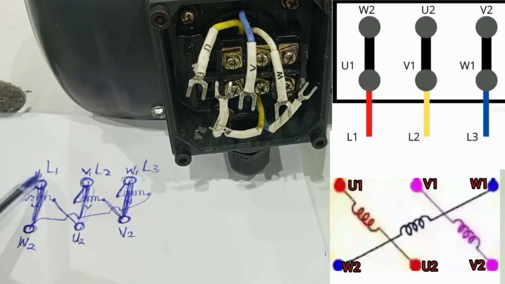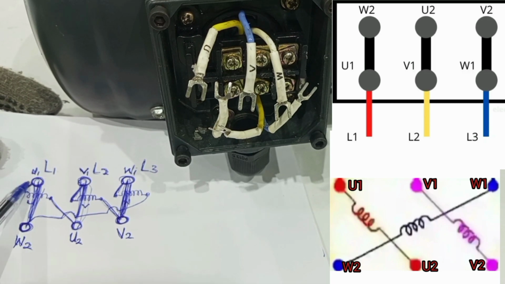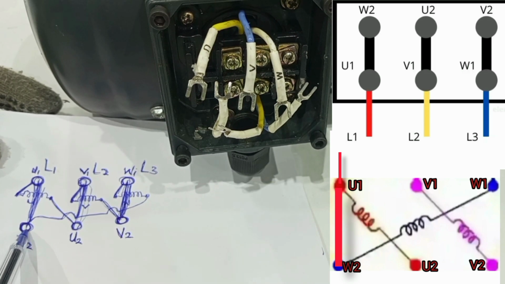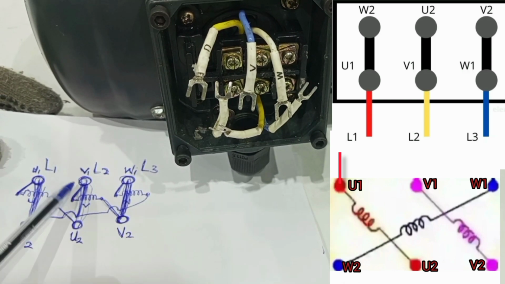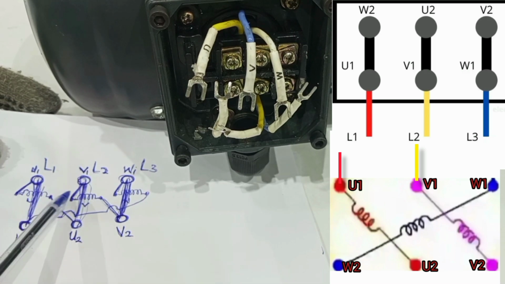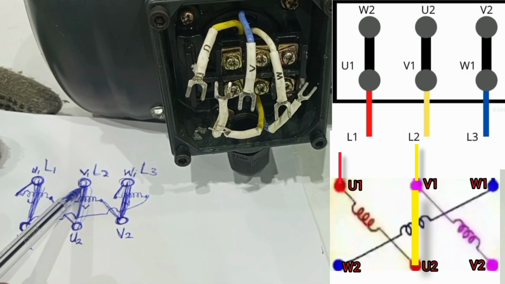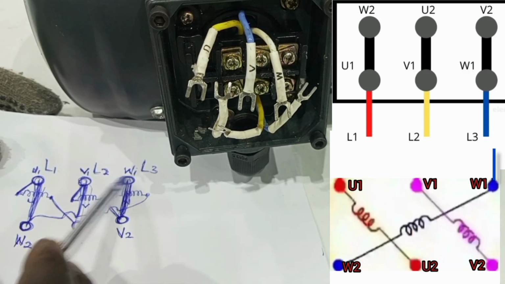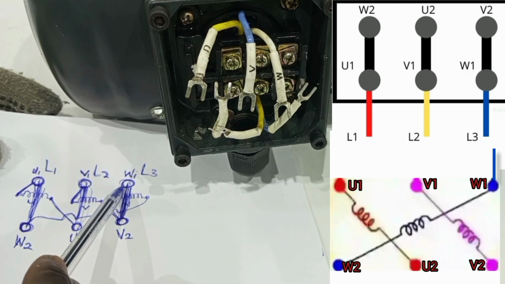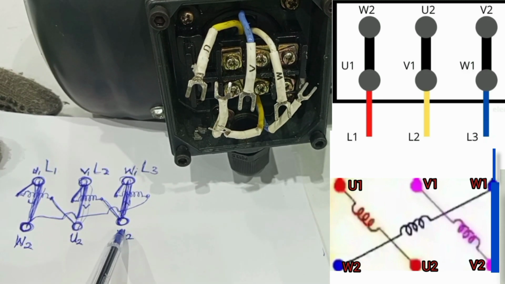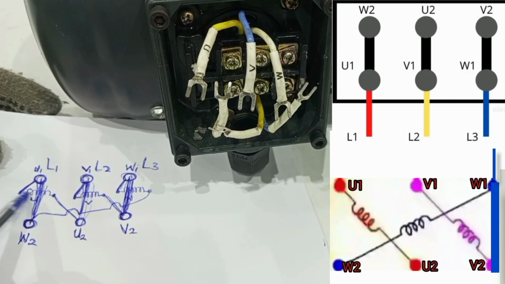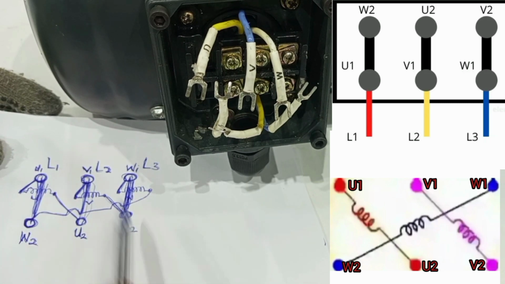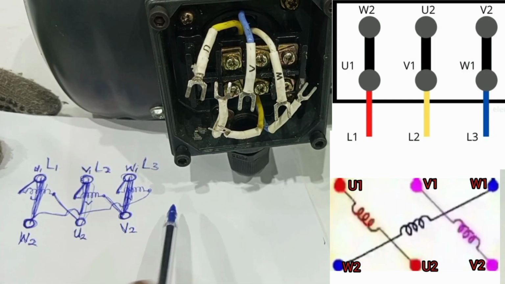And so what this simply means is that we are connecting L1 to the starting point of winding U and the ending point of winding W. And then we are connecting L2 to the starting point of winding V and then the finishing point of winding U. And then we are connecting L3 to the starting point of winding W and the finishing point of winding V. So you can see that all the coils here have 2 different phases to the starting and the finishing point of each coil. All right.